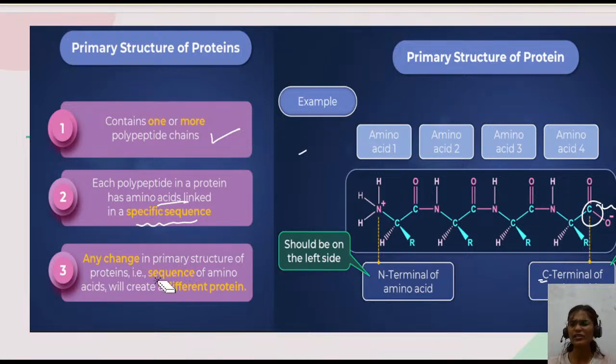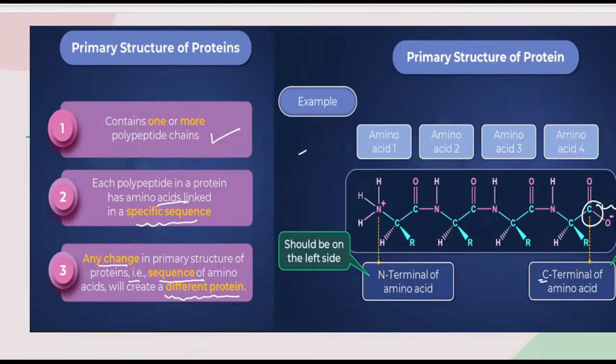An example is not important. You can use any random R and just try to connect them and simply represent. Next, any change in the primary structure of a protein, for example the sequence of amino acids, will create a different protein. In our universe there are billions or trillions of proteins, and every protein has a different sequence. Not even a single repetition in the structure. So think about it: how beautiful is the universe, like a DNA fingerprinting. Nature is a bizarre thing.